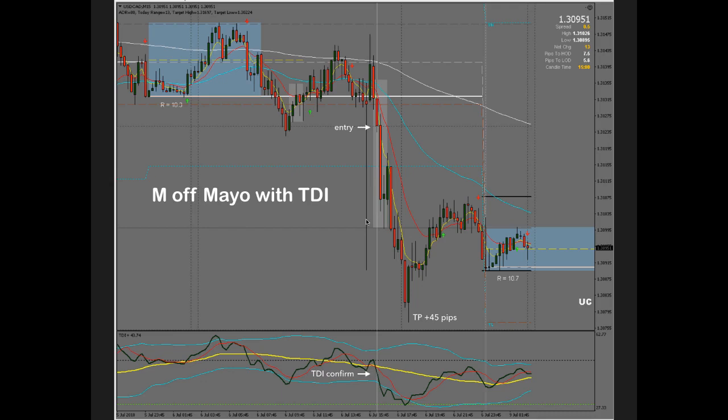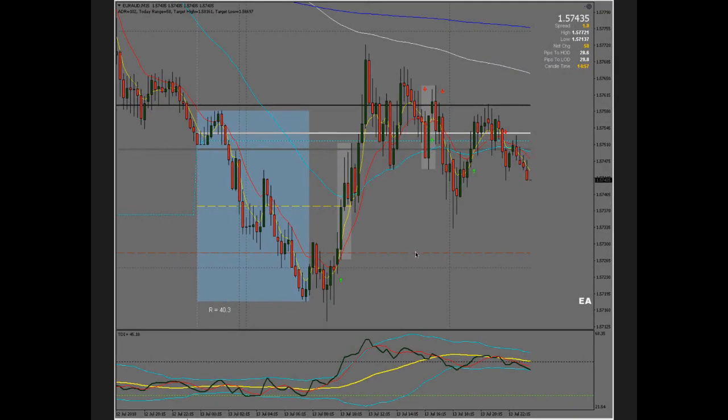Sorry about that. Okay, so that's our I'm off the Mayo with the TDI. Okay, and next we're going to look at EA. So what this is, we have a W pattern, okay, with TDI divergence.